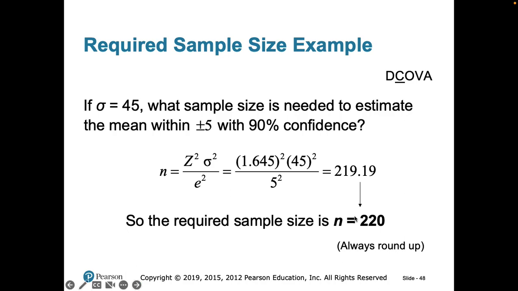Now remember, you have to round to a whole number, right? So in this case, you round up to 220. If you were to run 219, you would be short. So you need a sample size of 220. If this was 219.01, you would still need 220, because you always round up. Even if it was 0.1, with 219 you are not going to have enough sample size.